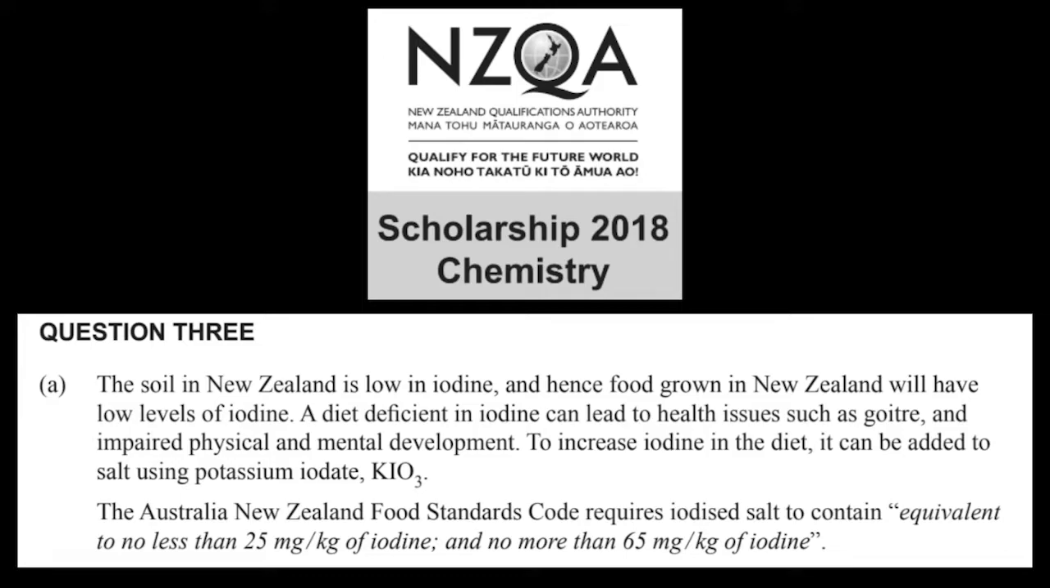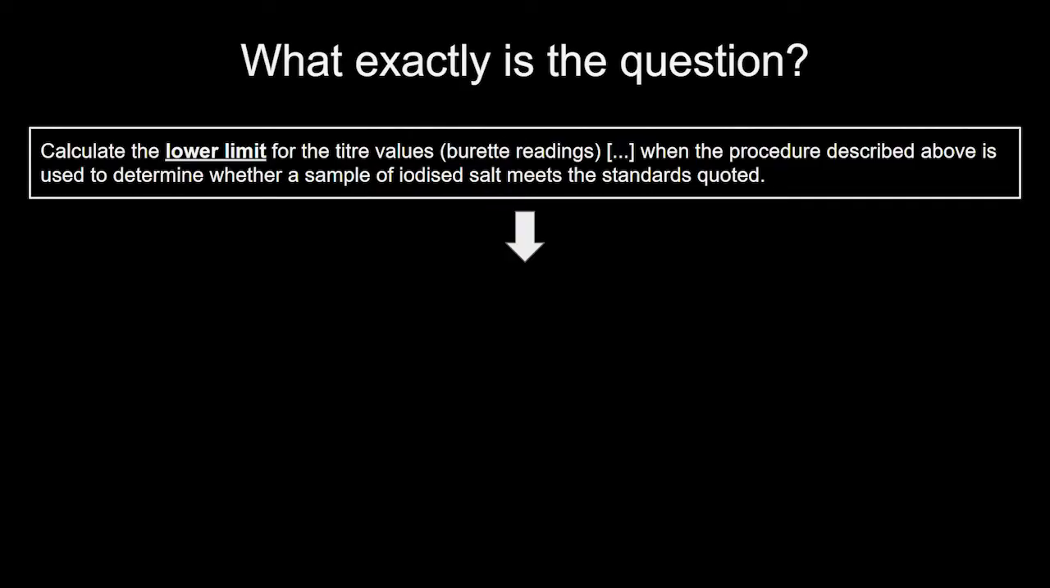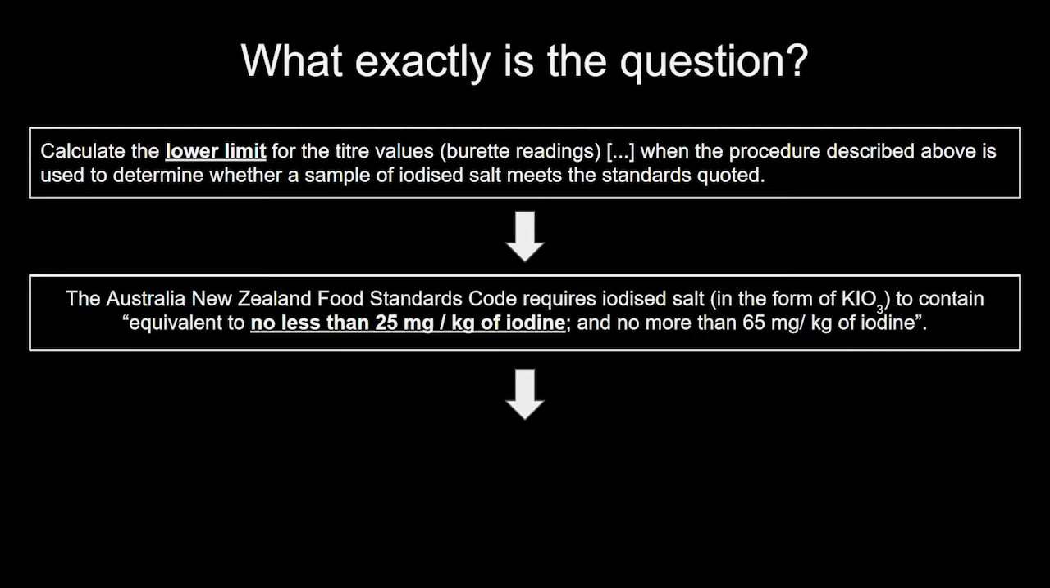The Australia-New Zealand Food Standards Code requires iodized salt to contain between 25 milligrams per kilogram all the way up to a maximum of 65 milligrams per kilogram of iodine. So, what exactly is the question? It's to calculate the lower limit for the titer values, meaning the volume of titrant that we're using in a titration when we're trying to quantify how much iodine is in a sample of food. That minimum amount of iodine that needs to be present in food is, once again, 25 milligrams per kilogram.